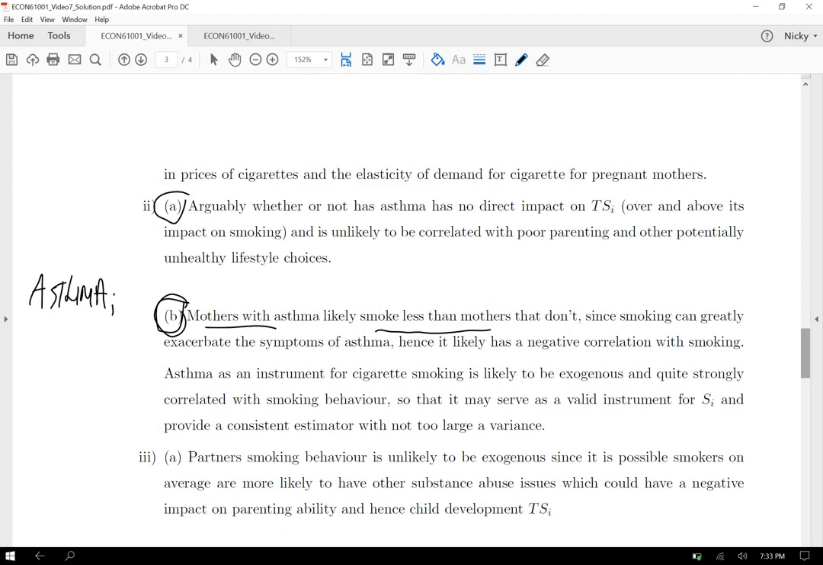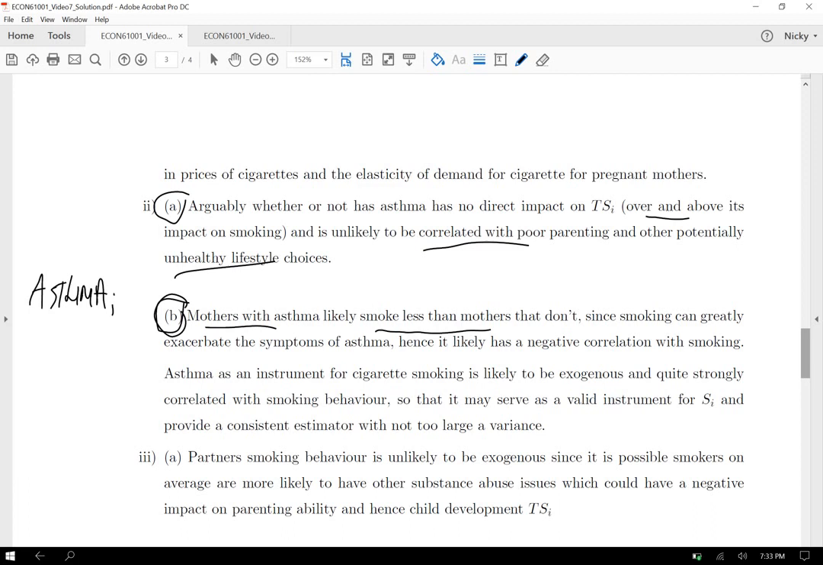Okay, the question of exogeneity is not as clear, right? So arguably, whether or not they have asthma has no direct impact on test scores over and above its impact on smoking, and is unlikely to be correlated with poor parenting and potentially other unhealthy lifestyle choices. So again, it'll be tenuous, it's not clear. You could maybe argue that a person with asthma may likely have other health problems, which may negatively impact child development.